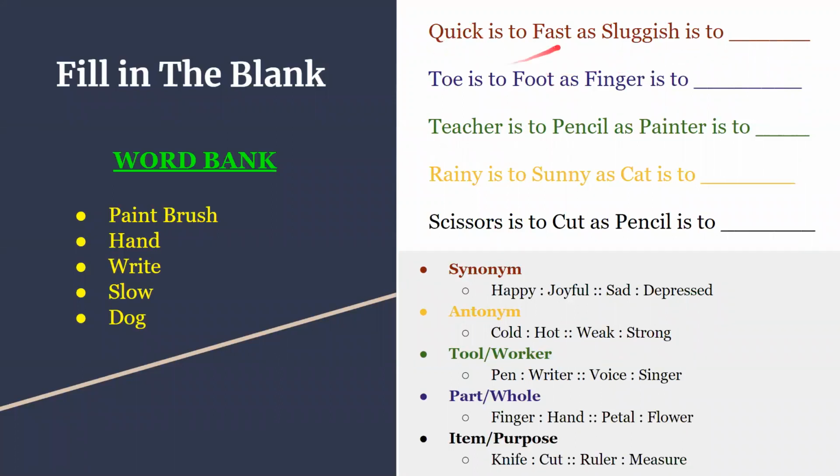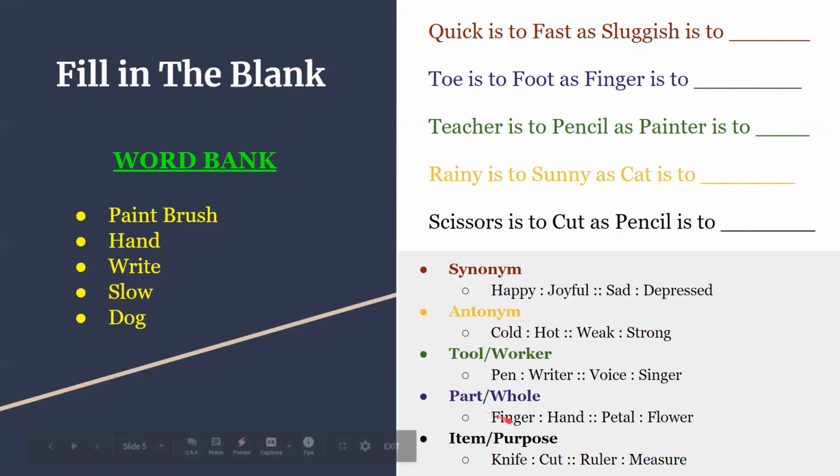Okay, so quick and fast are the same thing, so they must be synonyms. So sluggish is to paintbrush? No. Hand? No. Right? No. Sluggish is to slow. That sounds like a synonym. But let's check the last one. Sluggish is to dog. No. So it has to be slow. And now the next one is toe is to foot, as finger is to.